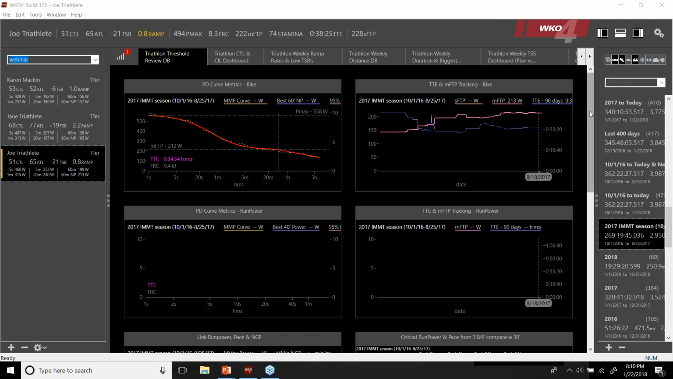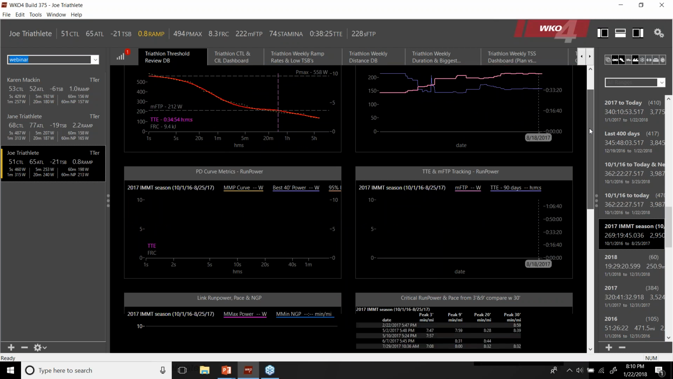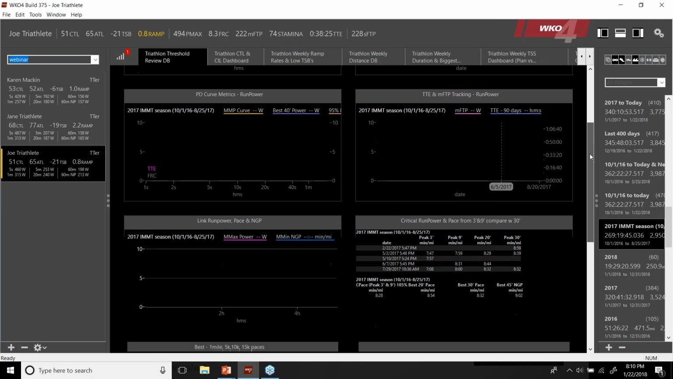And now there's running power. This athlete, who is Joe Triathlete, renamed Joe, now has a running power meter. So I do have a run power PD curve and run power mFTP tracking, but he did not in the past. So I'm left with, okay, what am I going to do?